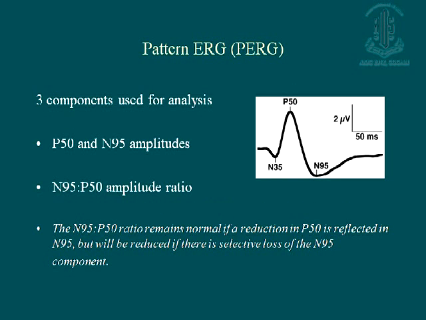There are three components which are used to measure anything in a waveform. When you are seeing a waveform, you need to measure whether it's normal or not. One is the amplitudes, and the second is the ratio between the amplitudes. You do record the implicit times. I'm not going into that in this particular talk. Now, you need to know how these amplitudes are measured. These are measured from the base of the preceding wave to the apex of the next wave.